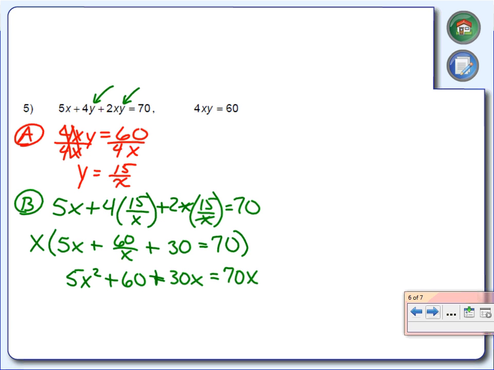We're going to clean that up and put it in standard form. Got the 5x squared. Since I want it equal to 0, I'm going to move these 70x's to the left side by subtracting. So I've got 30x's, and I'm going to take away 70x's, which gives me a negative 40x. 30 minus 70 is negative 40. And of course, I still got the 60, and now it's equal to 0. So the quadratic I have is 5x squared minus 40x plus 60. This is what I need to solve.